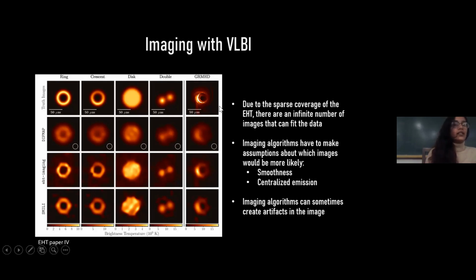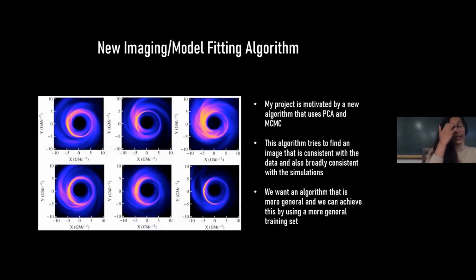So this is the image that you're trying to reconstruct, and the reconstruction has these knotty, blobby structures. The ring is uniform, but the reconstruction is not. There is always an attempt to make these algorithms better. To do that, my guide, Leah, has made an algorithm using PCA. The point of this is that we take many black hole simulations and we apply PCA on them.